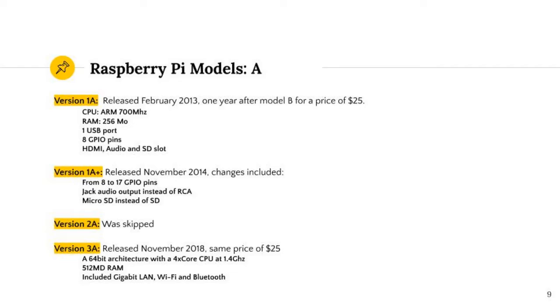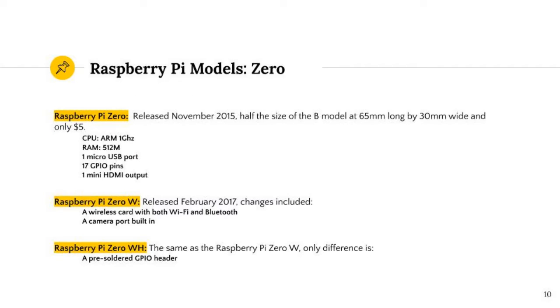Version 2A was skipped, but we went on to version 3A, released in 2018, and this one was 64-bit architecture, 4 cores, a little bit better RAM, and this one included gigabit LAN, Wi-Fi, and Bluetooth. And on our next slide, the last one, Model 0.